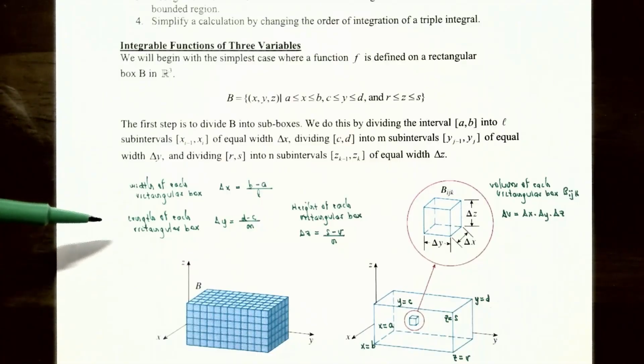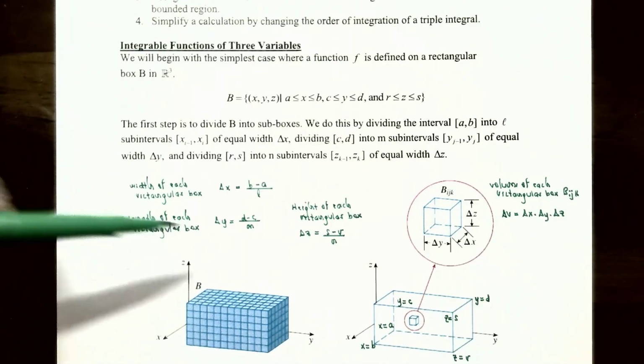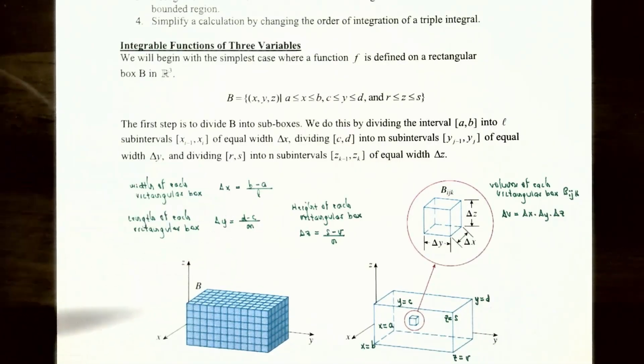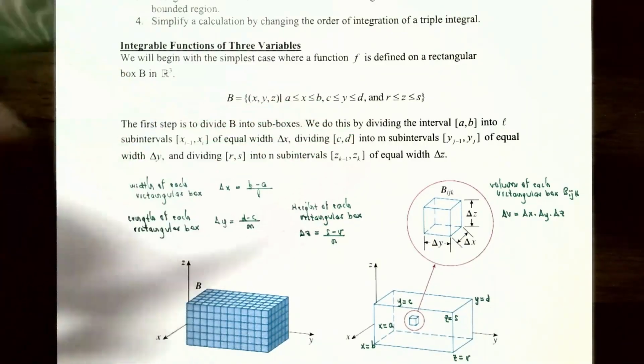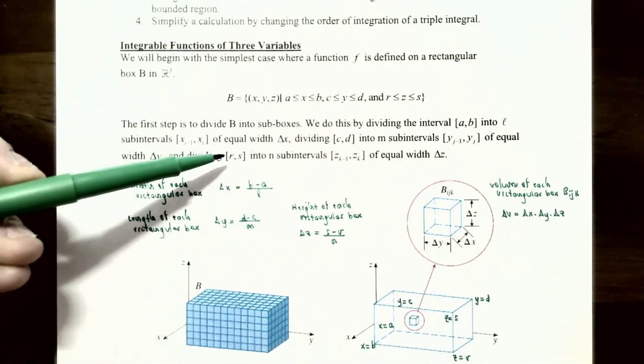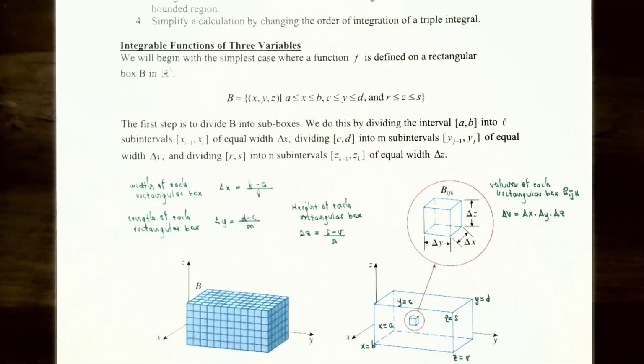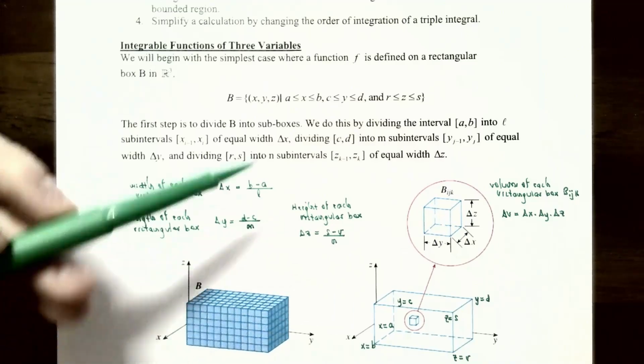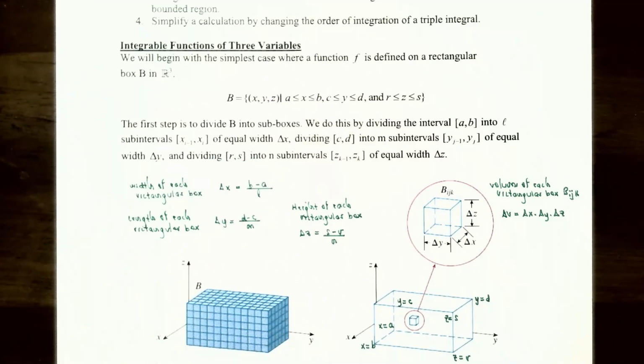The length of each rectangular box will be represented as delta y. This will be the right endpoint, d, subtract the left endpoint, c, and then it's all divided by m because we have m subintervals for the y values. So delta y will be d minus c in the numerator, divided by m. And then the height of each rectangular box will be represented as delta z. Again, it's the right endpoint for the z values, which was s, subtract the left endpoint, which was r, and that's all divided by n because we're dividing the z values up into n subintervals.